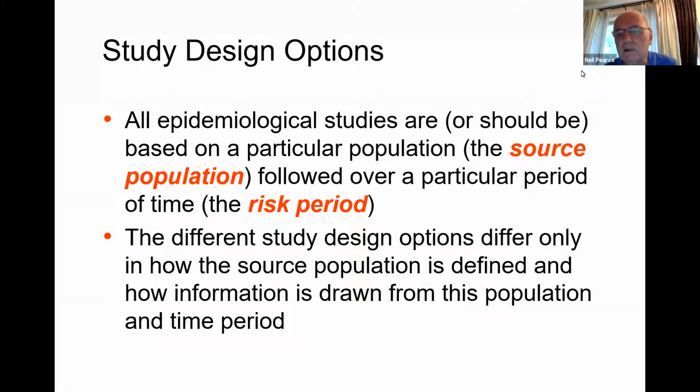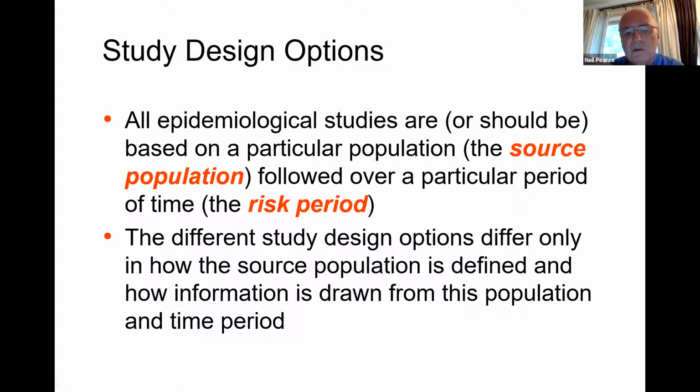All epidemiological studies are, or should be, based on a particular population, and there are a lot of different names that people use. I use the name source population, followed over a particular period of time, which is the risk period. The different study designs differ only in how the source population is defined and how information is drawn from this population and time period.